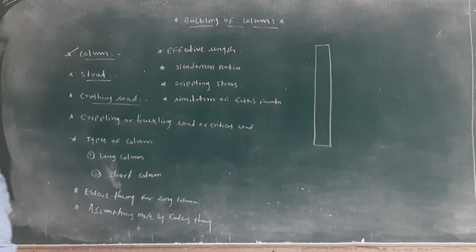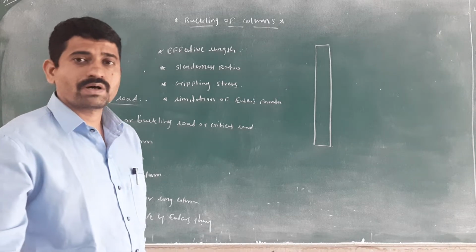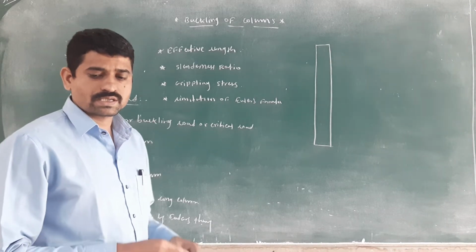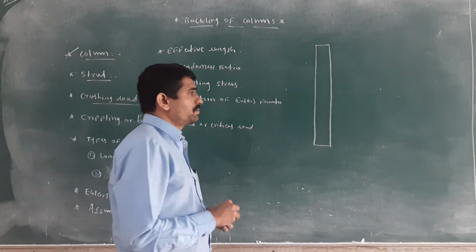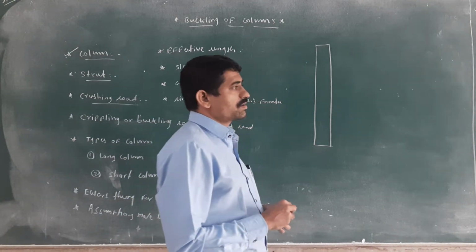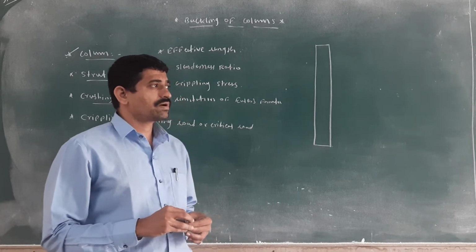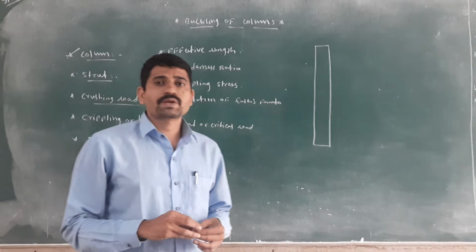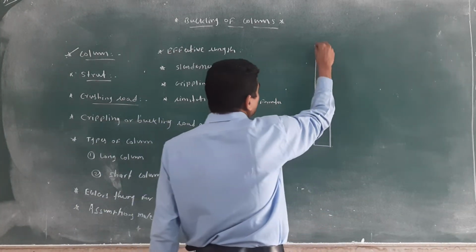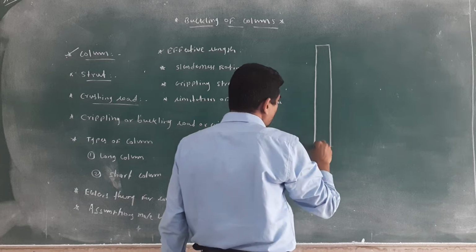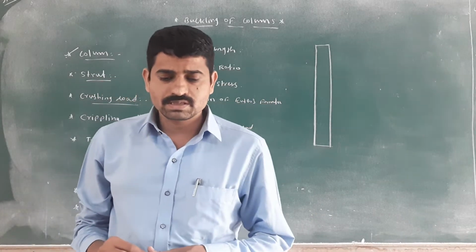Okay, column is nothing but a vertical structural member. Column is a vertical structural member carrying a compressive load. This is called a column. Okay, this is the main part of the structure. Column is a main part of the structure.